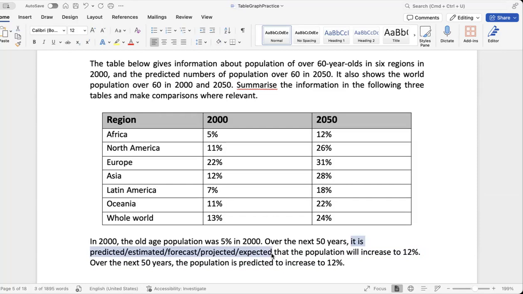If I say this in Hindi, the sentence becomes: it has been predicted that the population will increase and reach 12%. We don't know who is predicting. That's why both the sentences are in passive form and you have no other option. You have to make them in passive form. So that's the only thing you need to be aware of in this graph. You have to follow these: predicted, estimated, forecast, projected. Otherwise, the graph is exactly the same.